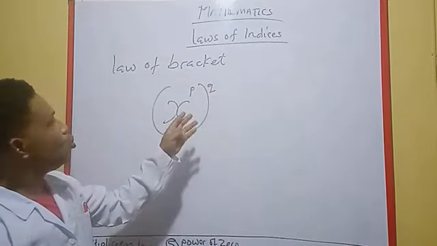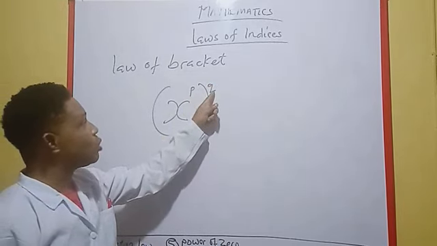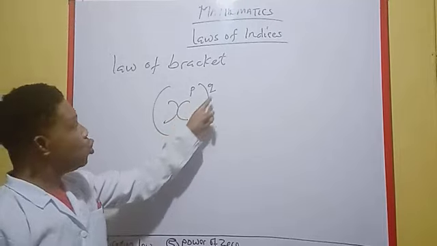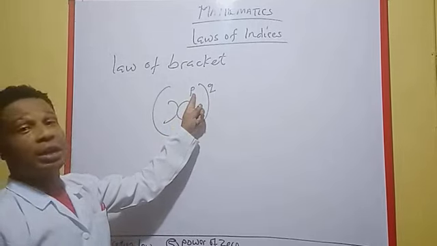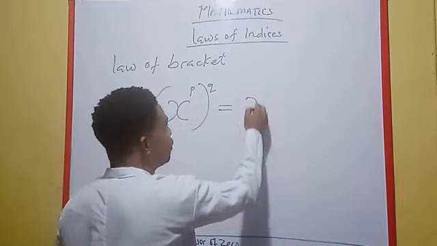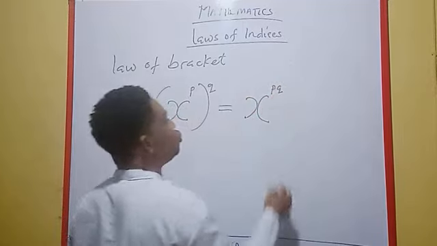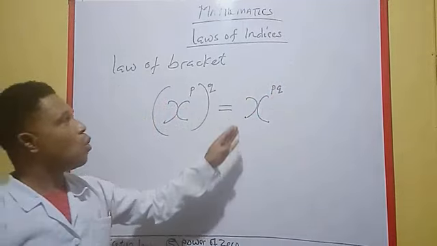Now, when you want to open the bracket, you multiply the powers. Don't use this power to multiply this base. No. Use the power to multiply the power. So when you have something like this, to open the bracket, you're going to have x raised to power p times q. So that is the law of what?